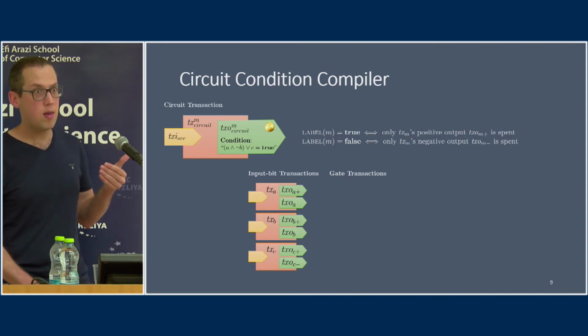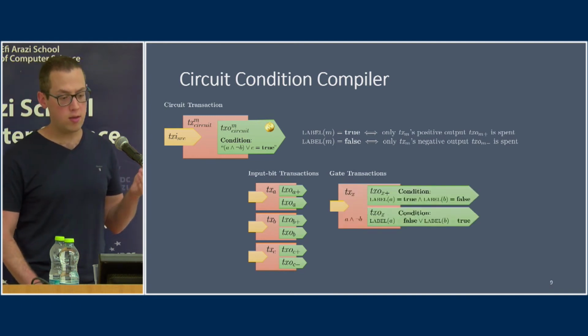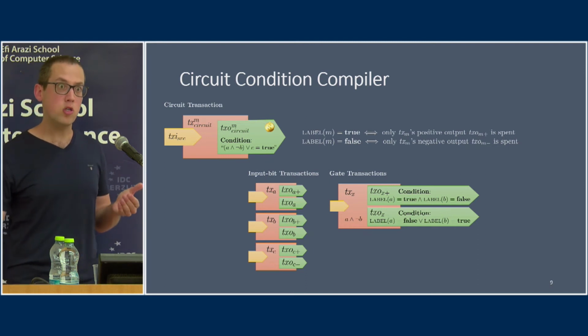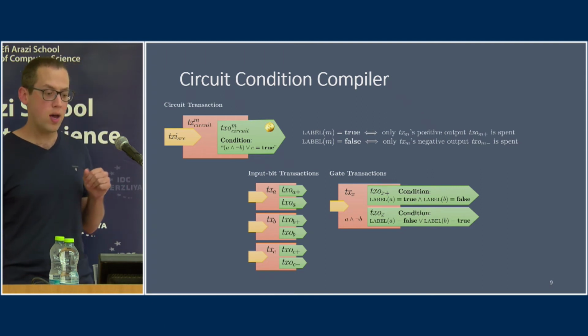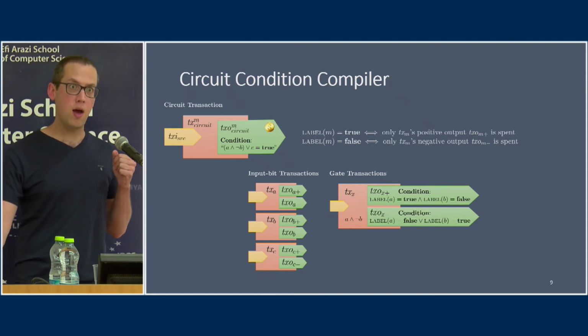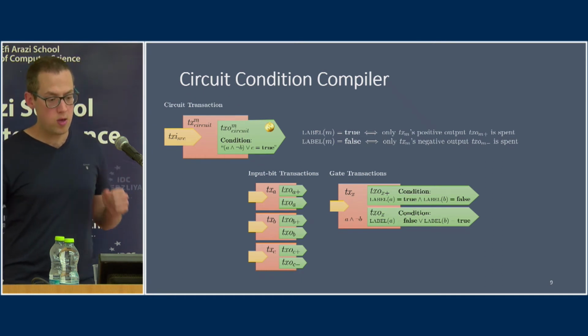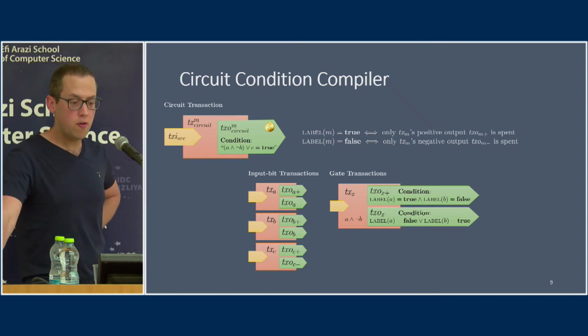So we now create a transaction for each gate. The first one, X, corresponds to the value in the wire of A and not B. It too has a positive and a negative output. And you can see that the positive output of this transaction may only be spent if the label of A is true and the label of B is false. So this is how we phrase the condition. Similarly, the negative output may only be spent if the label of A is false or the label of B is true.